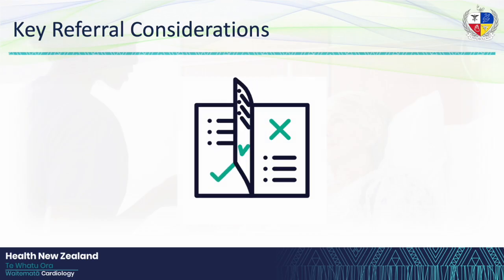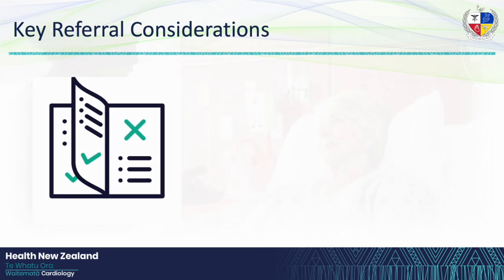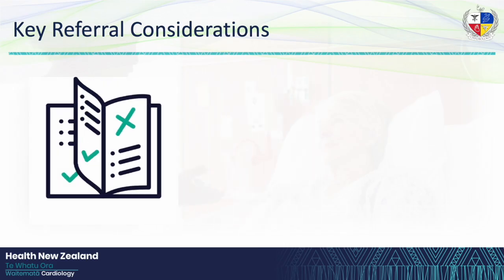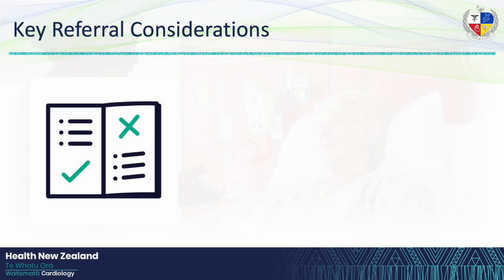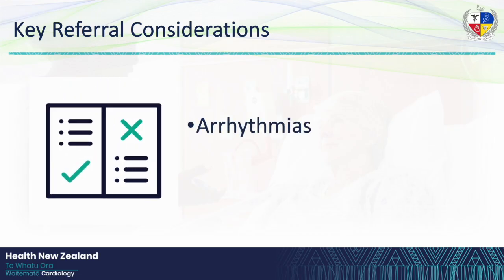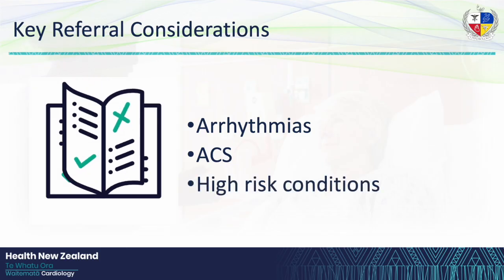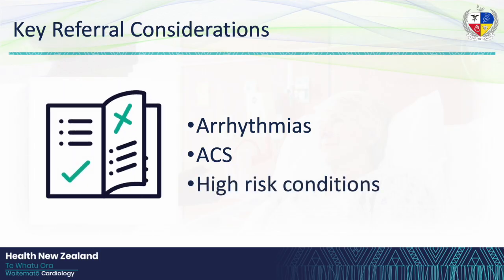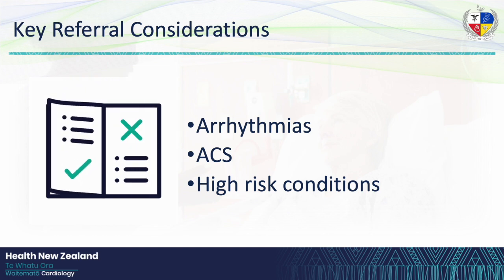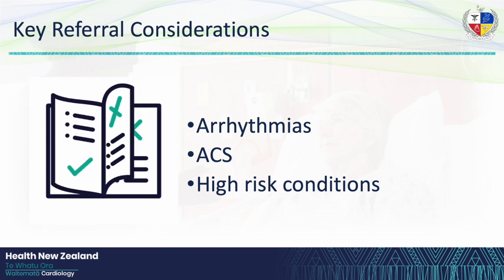Certain criteria guide the decision to initiate a telemetry referral, and understanding these is key to providing effective care. First, patients must meet specific clinical indications such as arrhythmias, acute coronary syndrome, or other high-risk cardiac conditions. Each criterion ensures telemetry is only applied when there is a justifiable need for continuous cardiac monitoring.